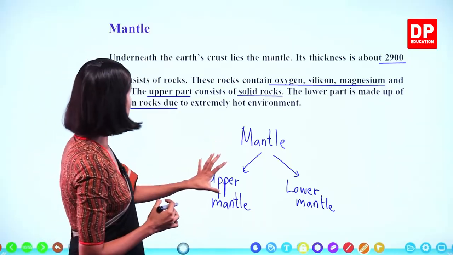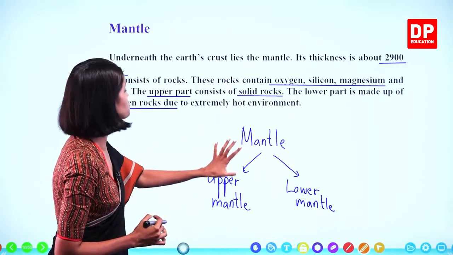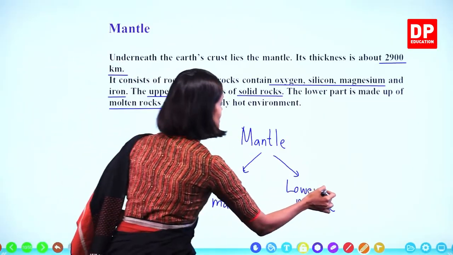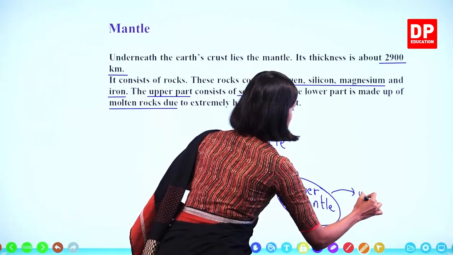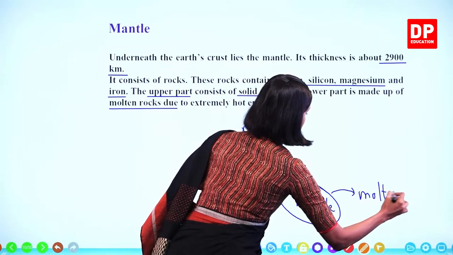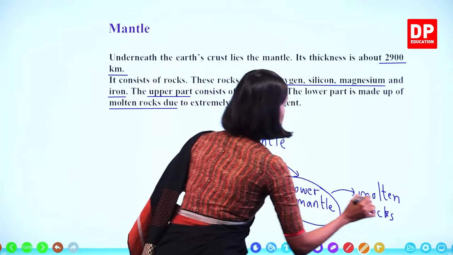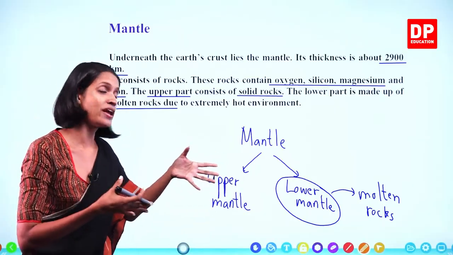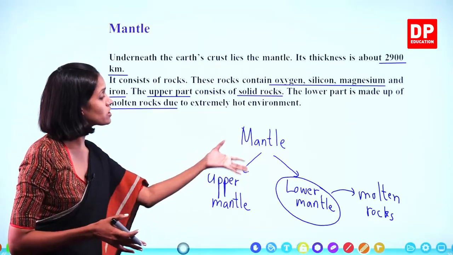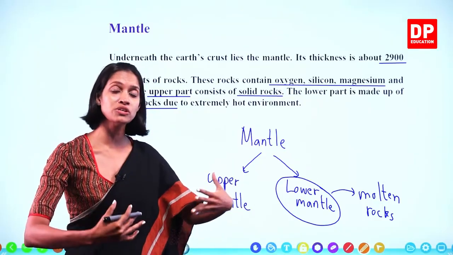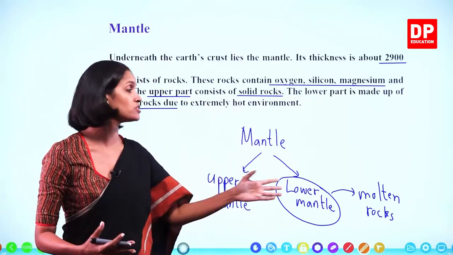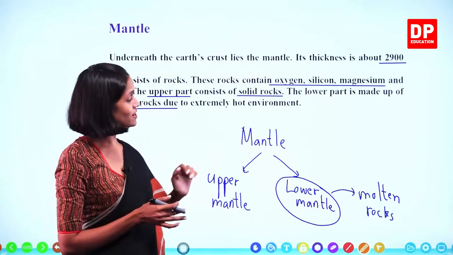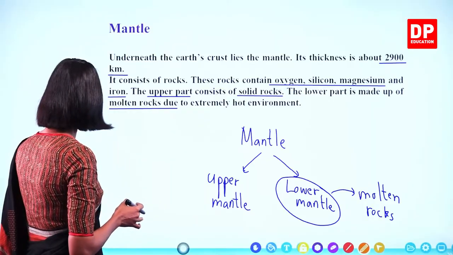So here, this upper mantle is the solid part, made up of solid rocks. The lower mantle, the lower part, is made up of molten rocks. These molten rocks, when they are present inside the earth, are known as magma, right? But during volcanic eruptions, these molten rocks come out of the earth through the cracks and different faults. When it comes out, it is known as lava, right, children? So we'll move on to the next.